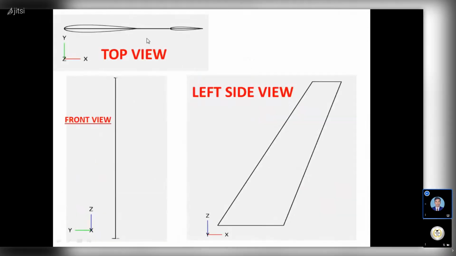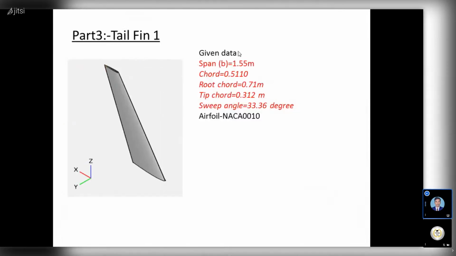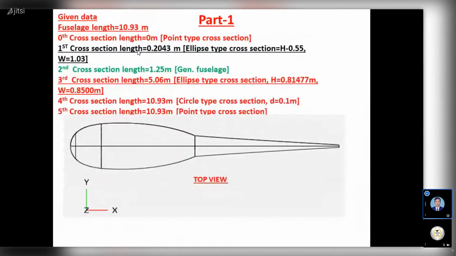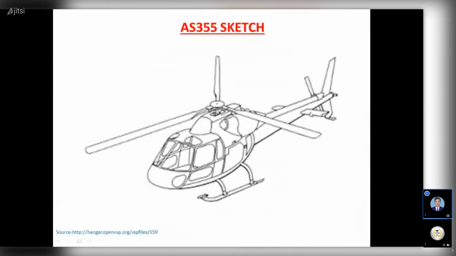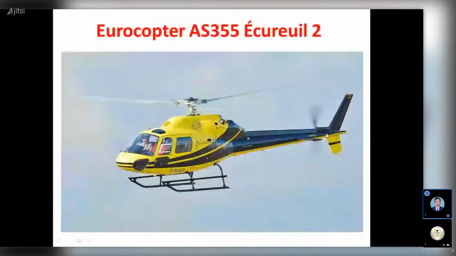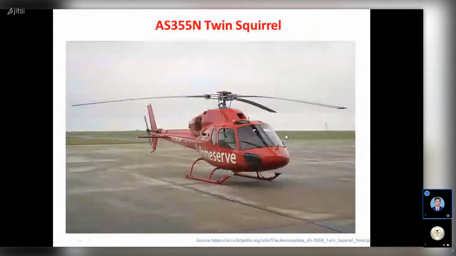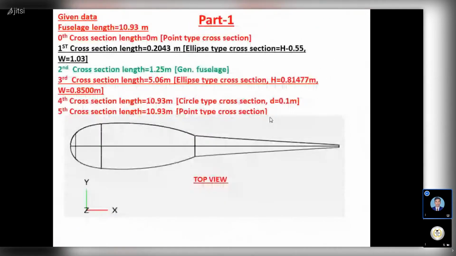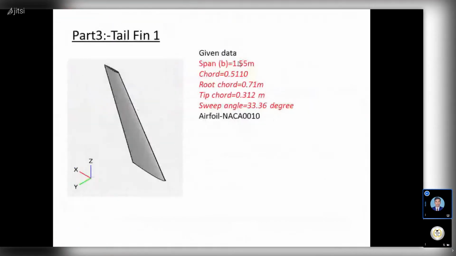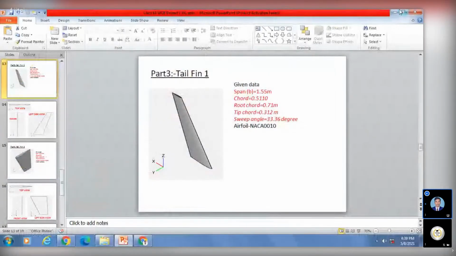With respect to this tail fin 1, we have top view, front view, left side view. So now what we'll do, we'll use our parameters and complete tail fin 1, tail fin 2, and if time permits, then we will even complete our part 5, the tail plane. This one or this one. We'll go to OpenVSP now. Part 1 done, part 2 done. Now we are on part 3, tail fin 1. So let's go to the OpenVSP software.